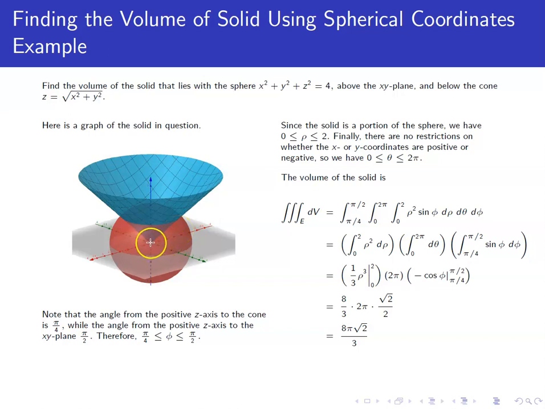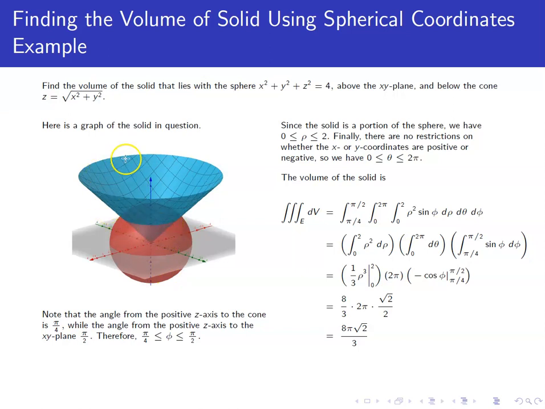We notice that no matter where we are, if we think about starting at the origin and going out to the sphere, I always hit the sphere. I never hit the cone. So our rho values are always going to go from 0 to 2. I never hit the cone piece here. I always just hit the sphere as I go out.